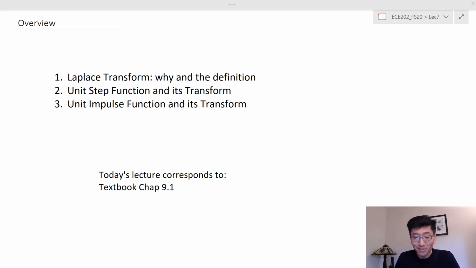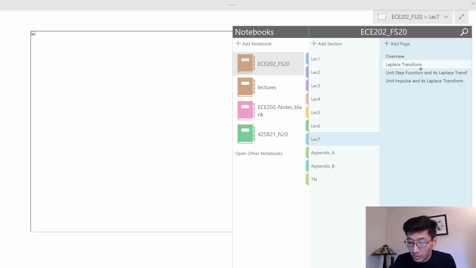We may have enough. And the second one is I want to take a look at the unit step function and its Laplace transform. And the third one would be the unit impulse function and its transform. So there will be three video clips. Let's jump into the first one.